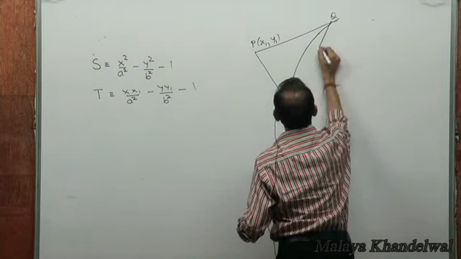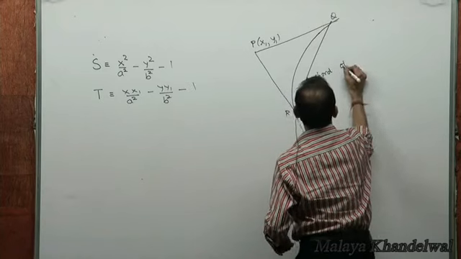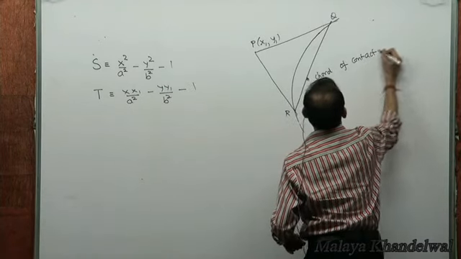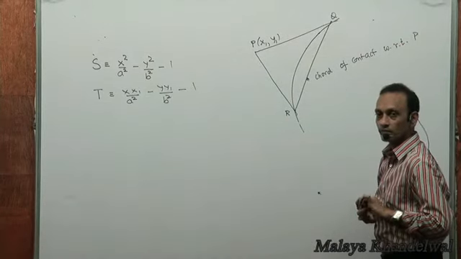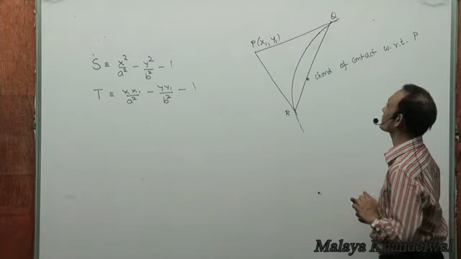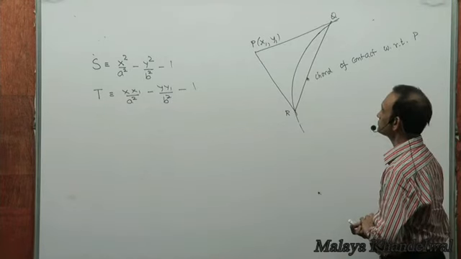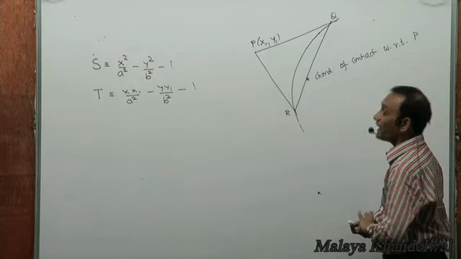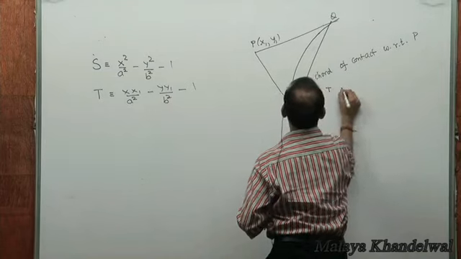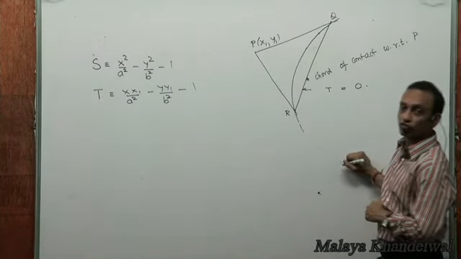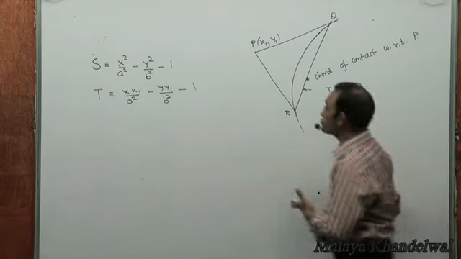And this QR is called a chord of contact with respect to P. And like before, if x1, y1 is outside, then T equal to 0 would be the equation of the chord of contact. Right? We've seen this before.